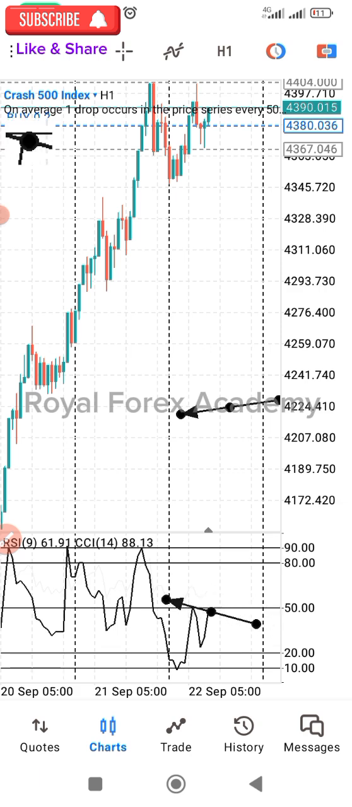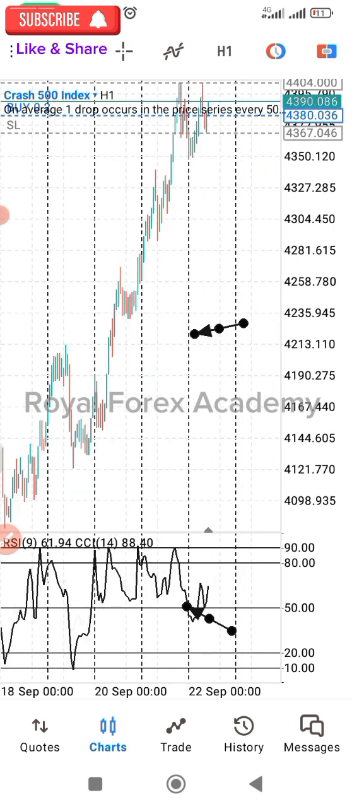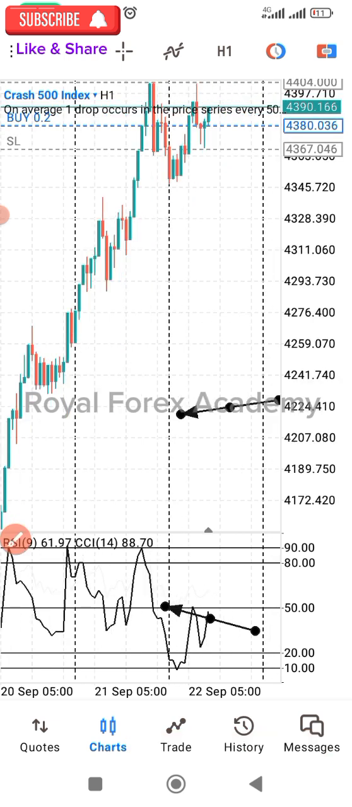Okay, this is Crash 500 and price has been bullish. Of course, you can see that this is an uptrend. You can see the movement of price in this direction, which indicates that we are in an uptrend. So what next? You zoom to level 3, you now use it to find your entry. Can you see what I'm talking about?